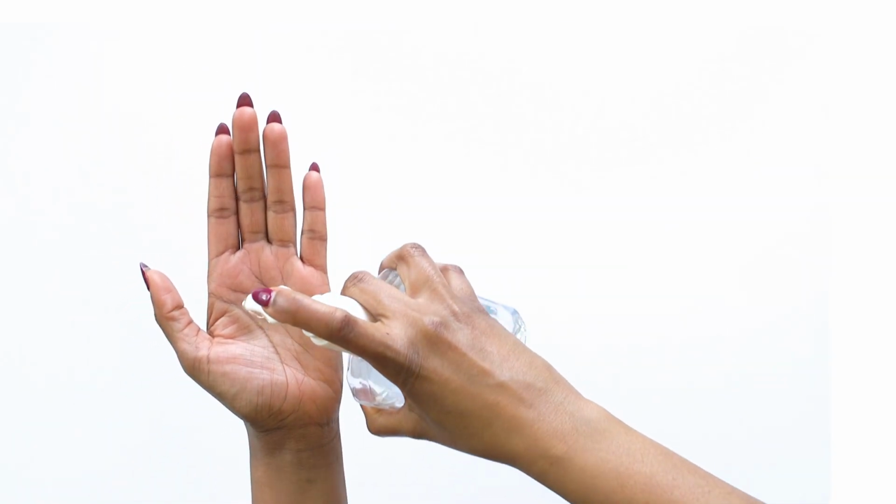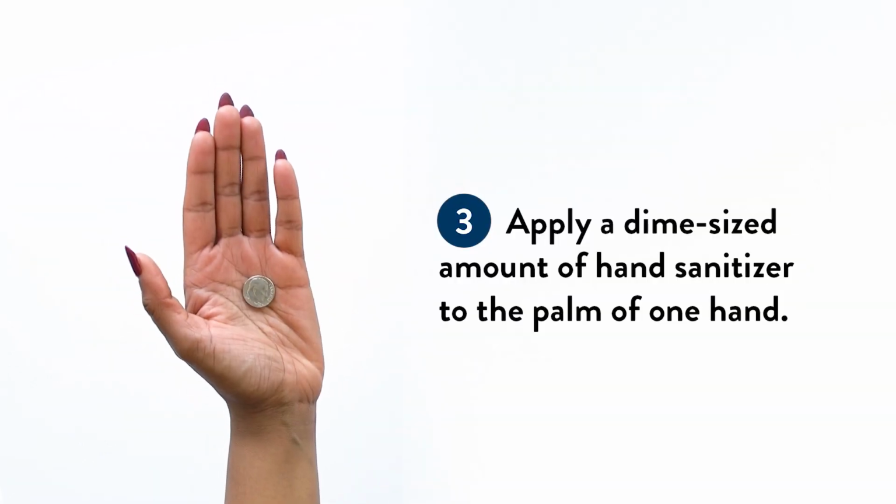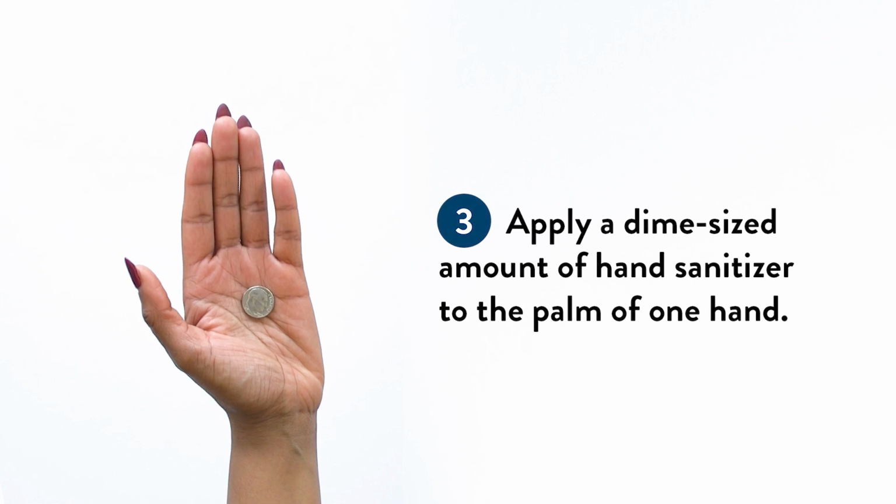A hand, palm side up, comes into view. Another hand applies a small amount of hand sanitizer to the palm. Text on screen. Apply a dime-sized amount of hand sanitizer to the palm of one hand.